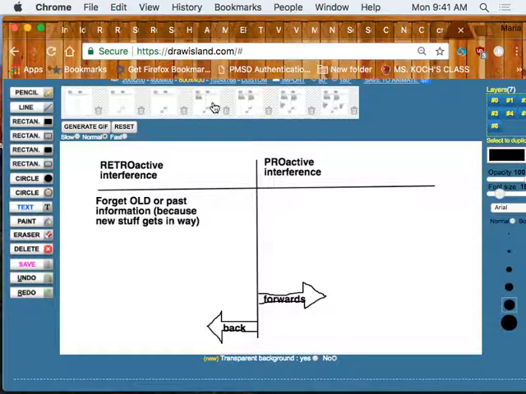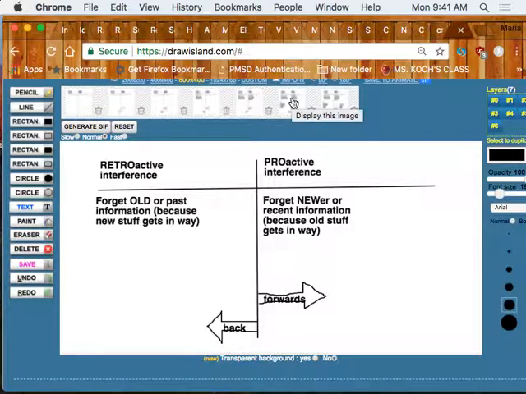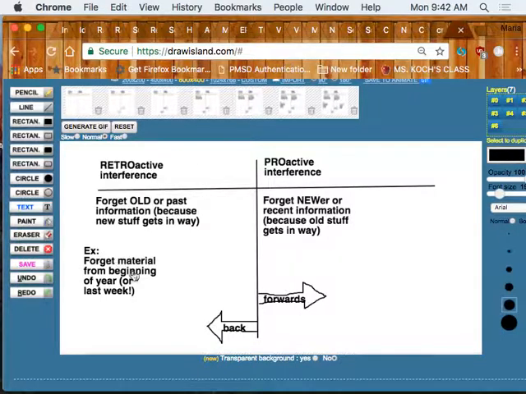All right, so in retroactive interference, we forget the old or past information because the new stuff gets in the way. And then in proactive interference, we forget the newer or recent information because the old stuff gets in the way. So sometimes when you have an example, it makes it easier. You could pause it if you need to write those down. But for retroactive interference, think about material that we learned from the beginning of the year. You probably don't know that as well anymore because we've learned so much stuff. So we forget the old information compared to the new.